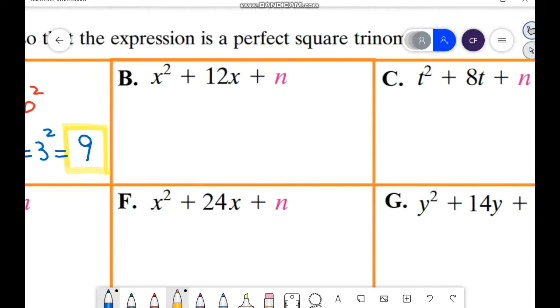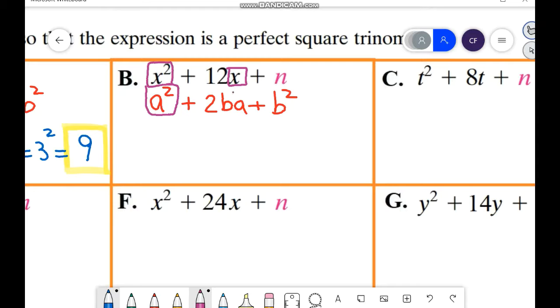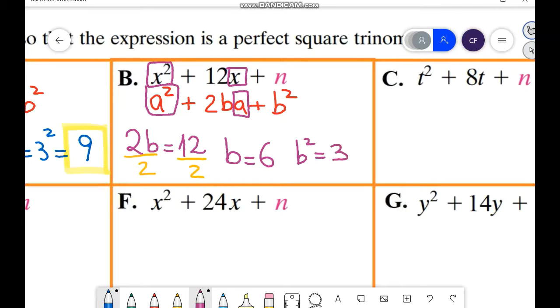Letter B. Compare, and write down the formula. The formula here is going to be a squared plus 2ba plus b squared. Check the expression. x squared is going to be the a squared of the formula, and x is the a of the formula. That means 2b equals 12. Divide both sides by 2. We have b equals 6, 12 divided by 2. That means b squared equals 6 squared, which is 36.